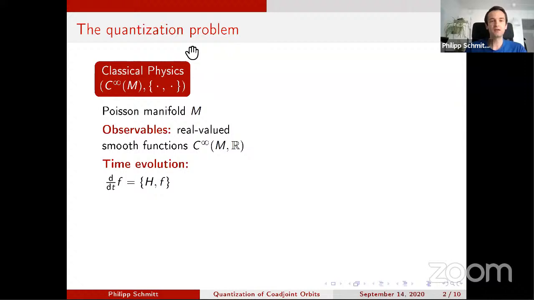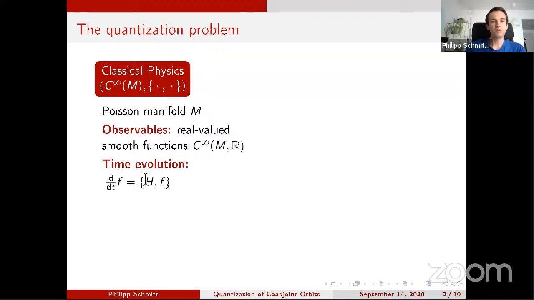So the idea is we have a classical physical system. That is usually described by a Poisson manifold M, and the observables, so the quantities that we can measure, are real valued smooth functions on this Poisson manifold. And now the time evolution is usually just given by the fact that the time derivative of such an observable is given by the Poisson bracket with a so-called Hamiltonian function. And this Hamiltonian function essentially describes the energy of the system.